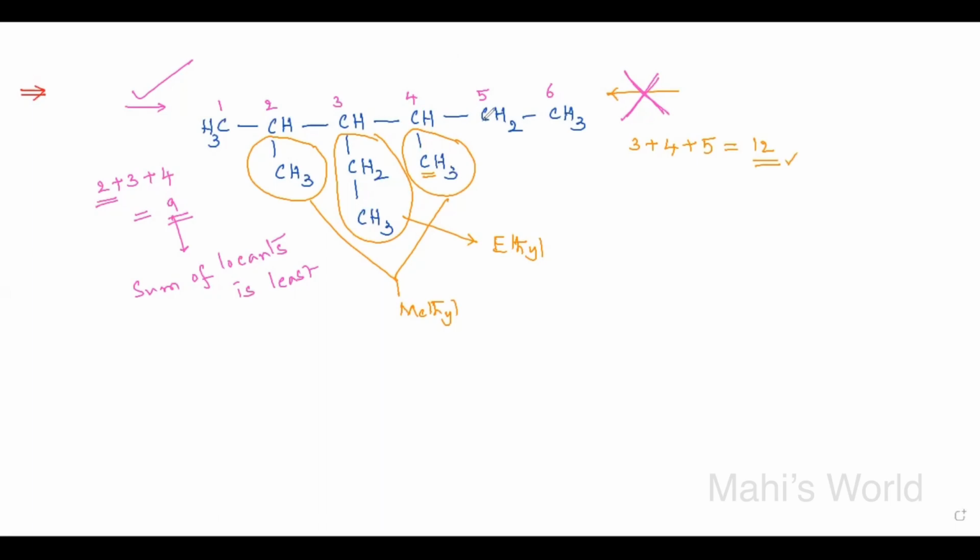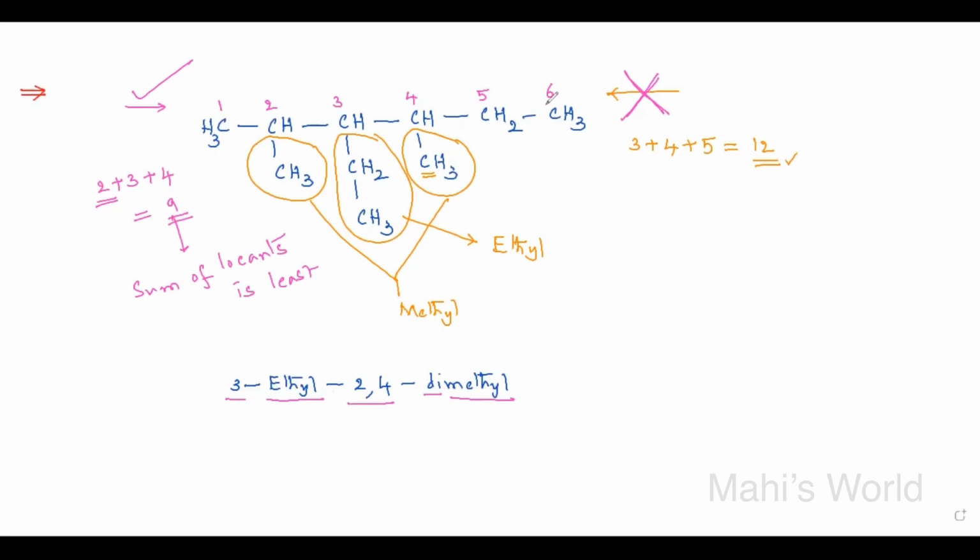Even while writing the name, we have to follow alphabetical order. So let me first write 3-ethyl because e comes first. 3-ethyl, 2,4-dimethyl. Look at the way I'm writing. At the third carbon, we have an ethyl group connected. At the second and fourth, we got 2 methyl groups connected.